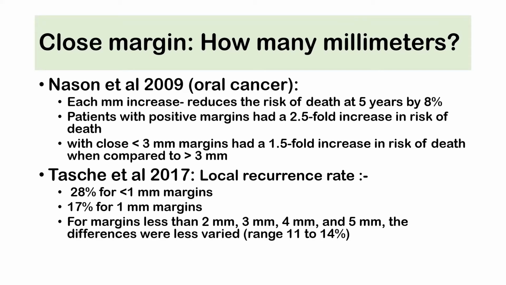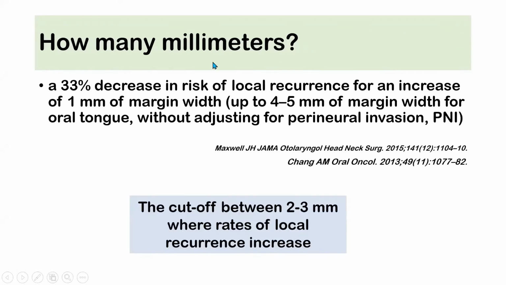One study has reported a local recurrence rate of 28% for less than 1 millimeter, 17% for 1 millimeter. And other studies have said that there is a 33% decrease in local recurrence risk with every increase in 1 millimeter of margin width. What is important is that there are other factors which also play a role in local regional recurrence, and they have to be taken into account. That is what makes it very difficult for these studies to give a correct independent cutoff.